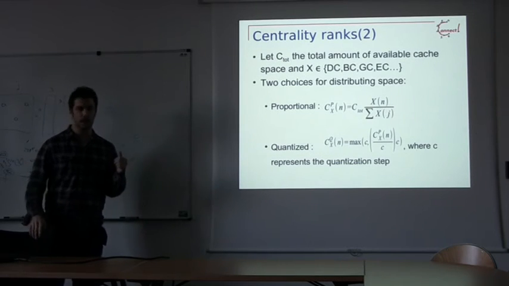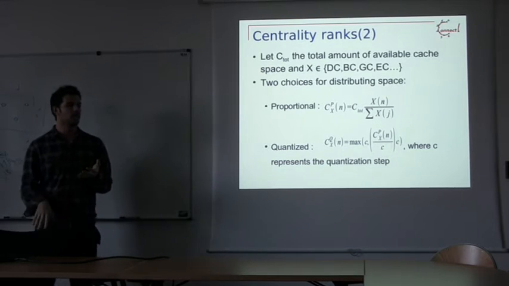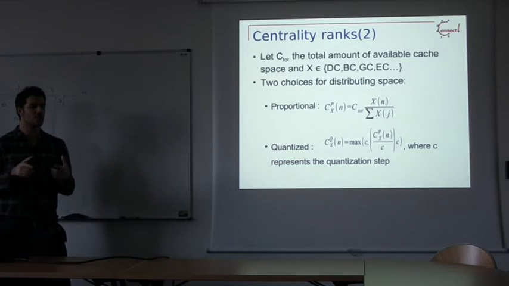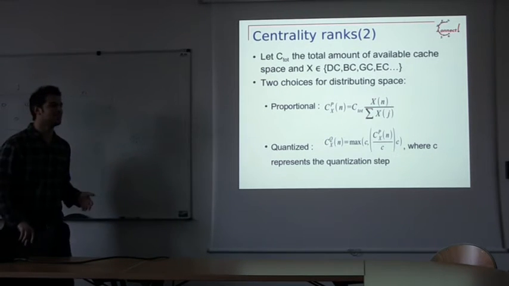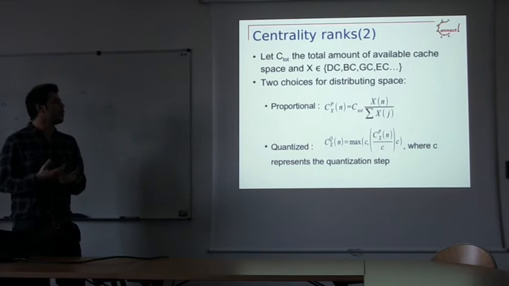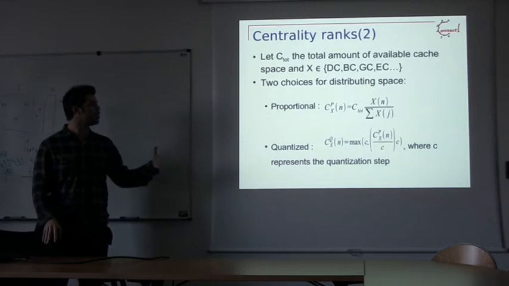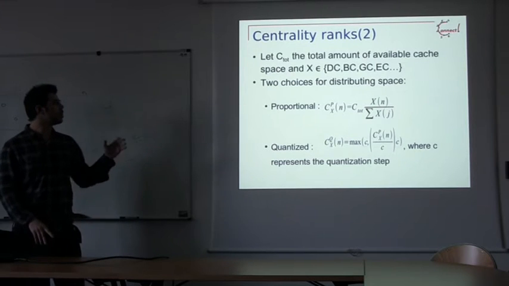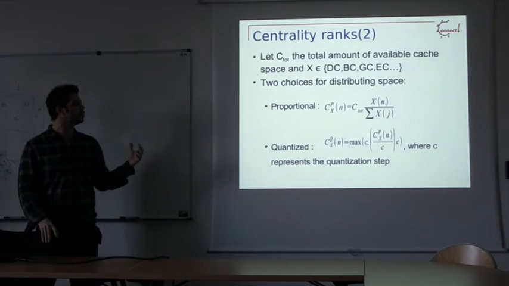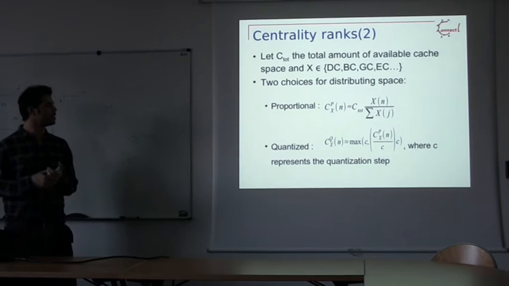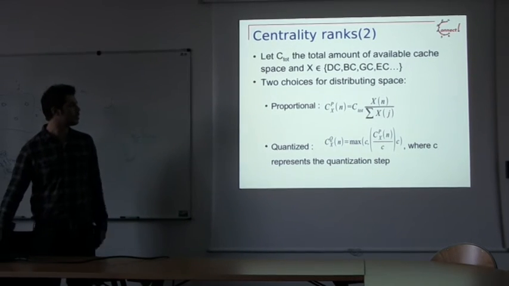And a second question is, okay, we have said that we have a 10 kilobyte chunk size, but there do not exist memory slots like 10 kilobytes. I cannot give a router 10 kilobytes of memory or about 20 kilobytes of memory. So we have to deal with a sort of error introduced by the quantization of the memory that we can add to routers. We consider a proportional approach, in which the memory is distributed proportionally to the metric. We also consider a quantized one, where C is the quantization step, and we study the error introduced by the quantization.